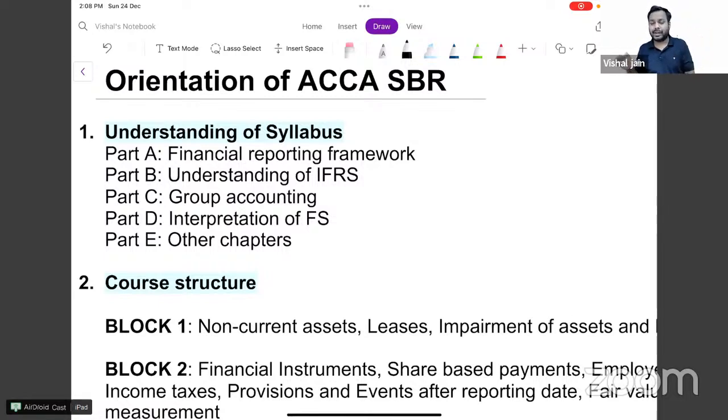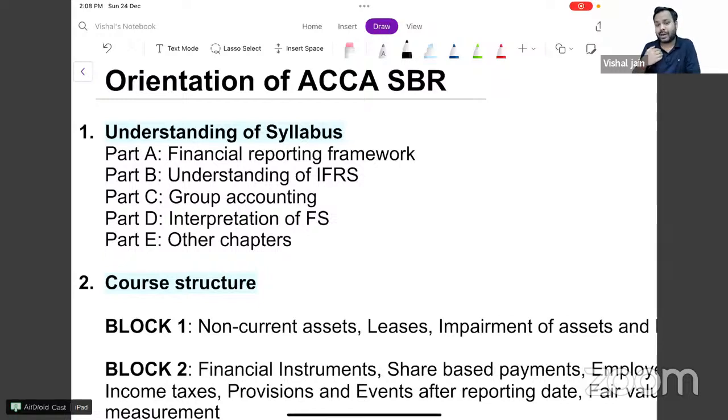But when we are studying interpretation at SBR level, it's not only FS. It can be a portion of the FS, it can be any specific ratios they are targeting, it can be any data taken from the director's report which you have to analyze. The scope is much broader here. Now part E is other chapters. There are a few small chapters which we have to study here. So this is the syllabus of the ACCA SBR paper.